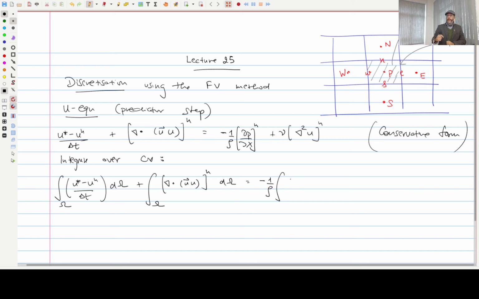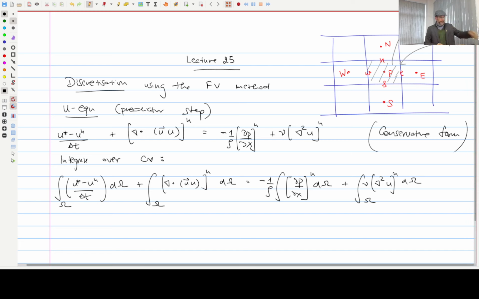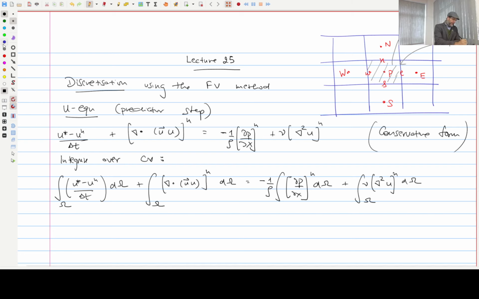I'm taking minus 1 by rho outside, so we are assuming that rho is constant. So this is an incompressible flow situation. All the discussion that we are having in this course is about incompressible flows. Right, so these are the 4 terms. Rather than dealing with all of them together, which becomes a bit tedious, I'll be dealing with them separately.